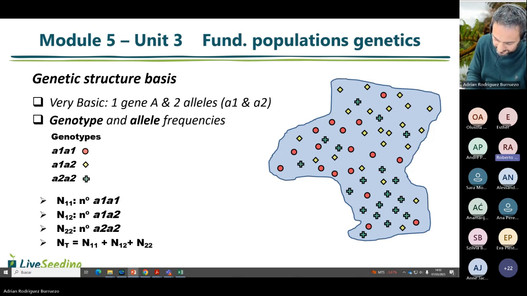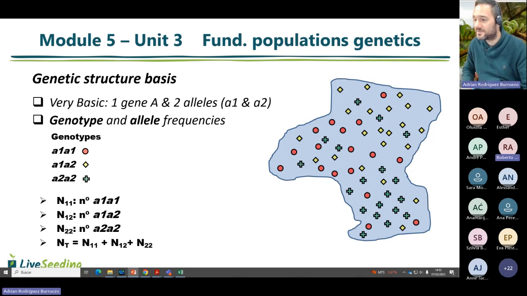Good. And N22, 19. And total number of individuals? 58. 58. Okay. Thank you, Roberto. Amazing performance. Good. So we have 17 individuals of the genotype 1,1, 22 of 1,2, and 19 from the 2,2 homozygous. Okay, and a total of 58 individuals.